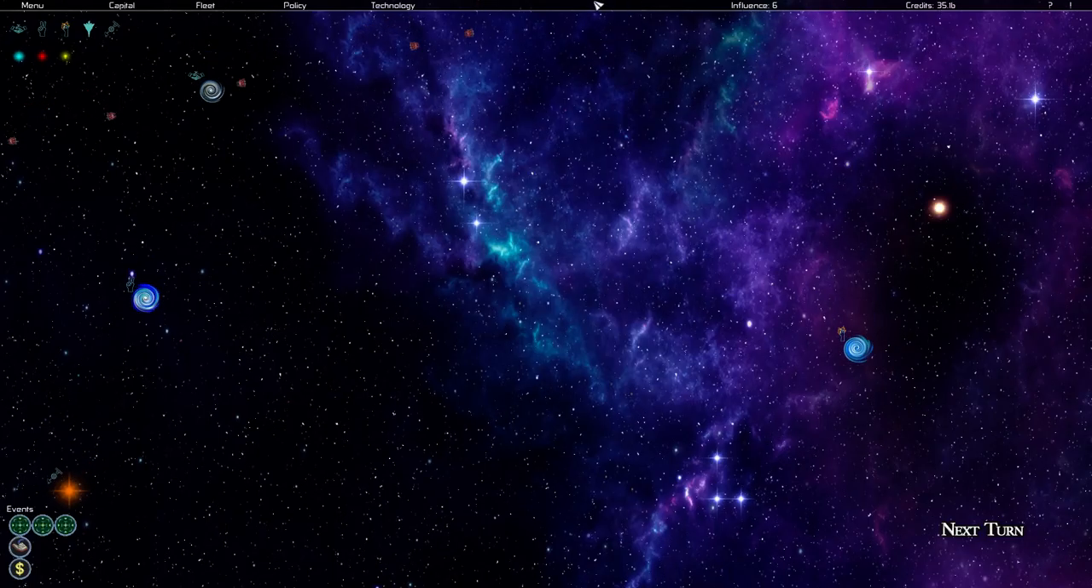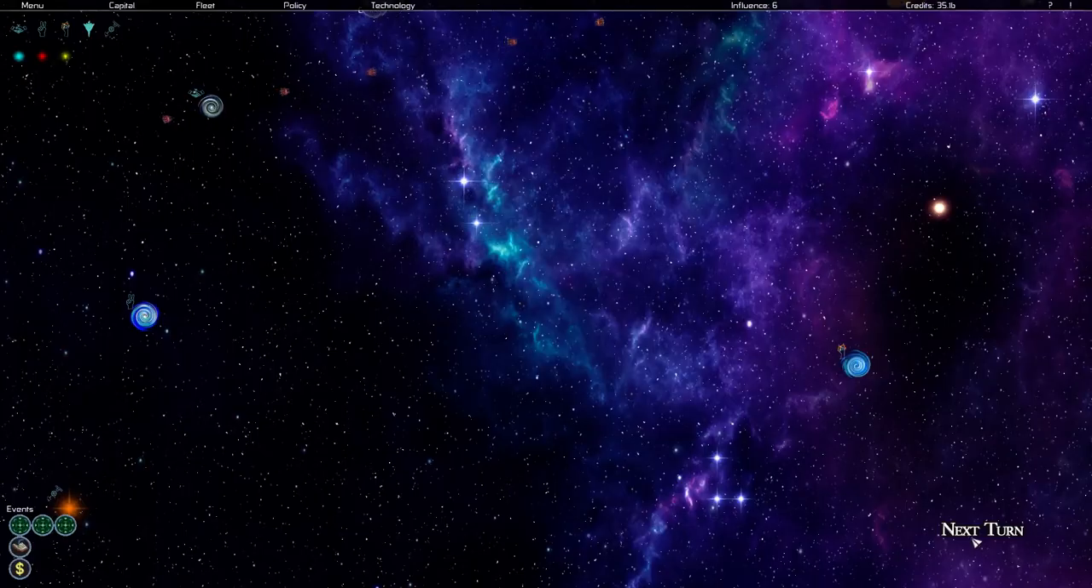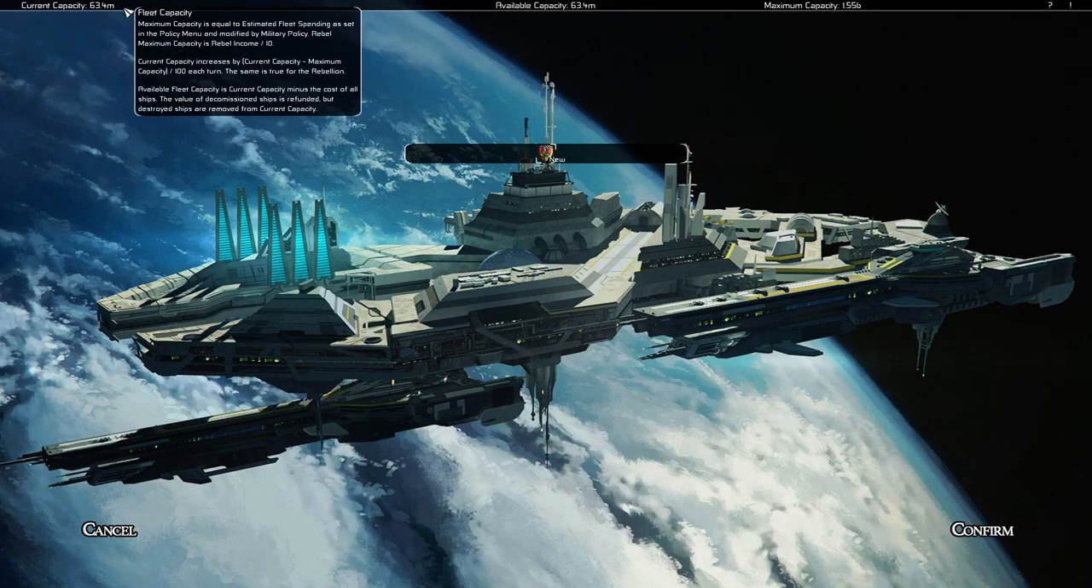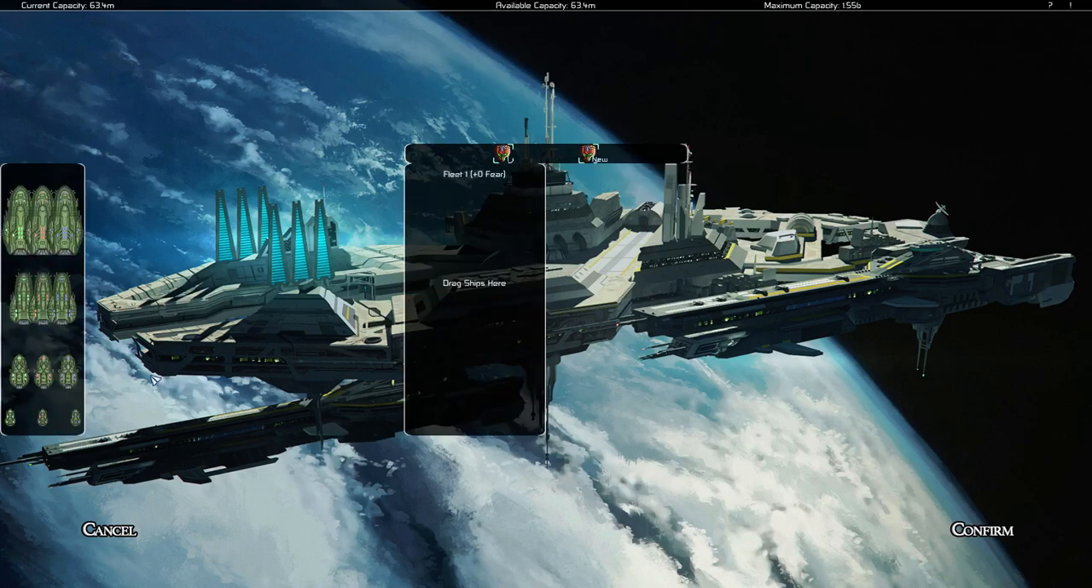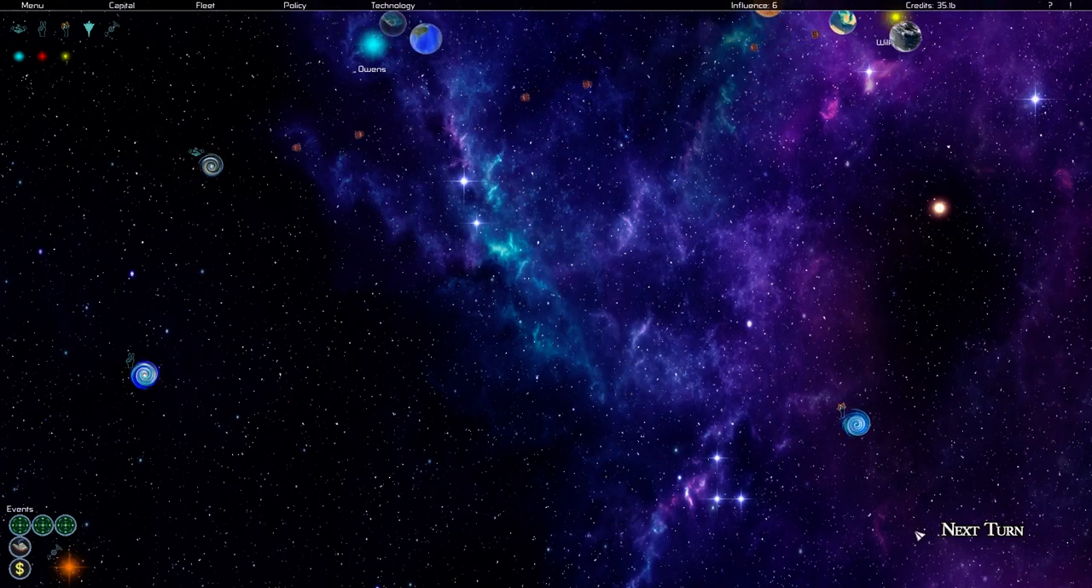All right. So, not really much new in the way of technology. Do we have enough fleet capacity yet? Not really. Can we get anything? Nope. Not yet. A few more turns, I guess. All right, that's what we're going to work on for the next entry, trying to get to a point where we can build a fleet.